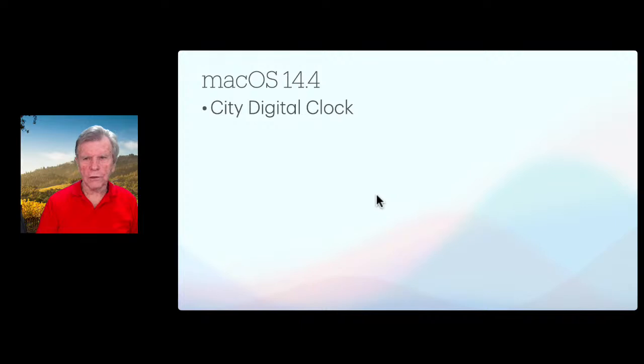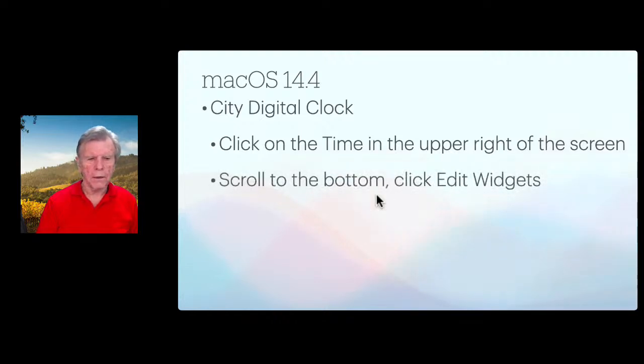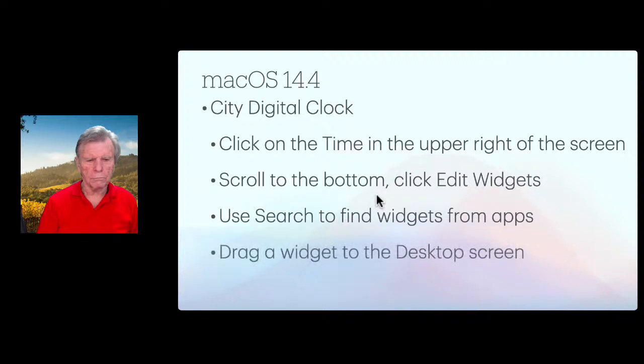So the city digital clock in the widgets is there. Let's talk about how you can add that to your Mac screen. You would click on the time in the upper right-hand corner of your screen, then scroll down to the bottom and click on Edit Widgets. Then you could use the search to find the widgets, or you could just scroll through all the available widgets that will be displayed there.